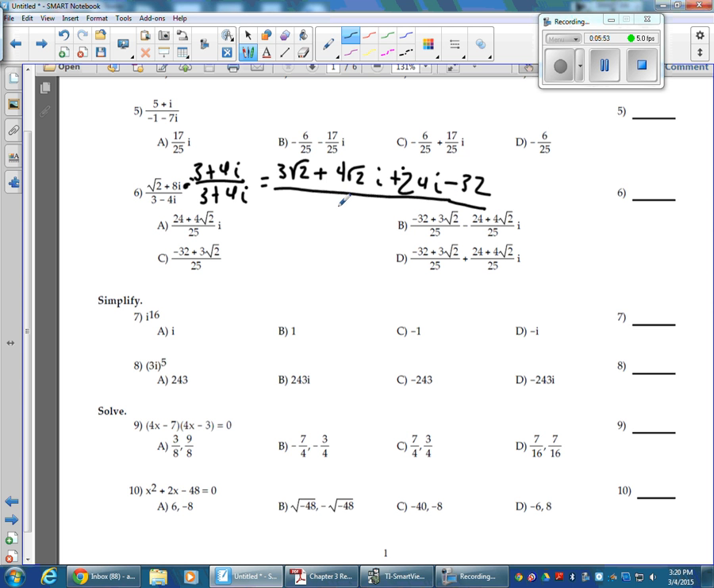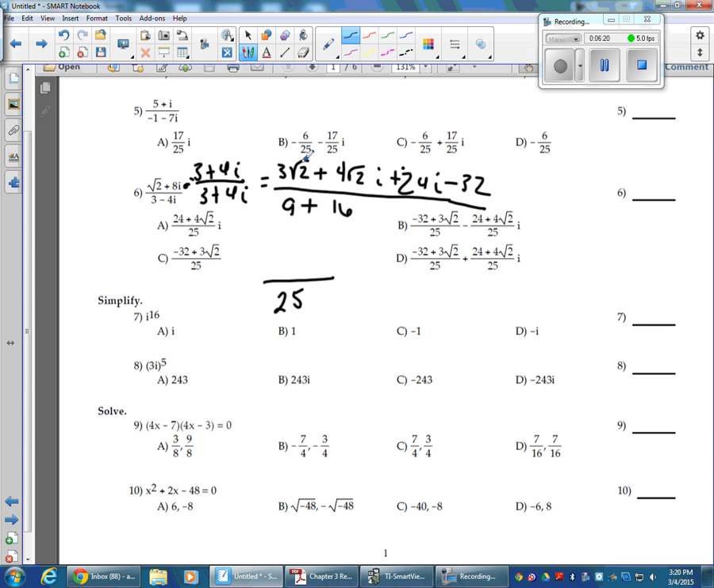is negative 1. All right, on the bottom, I'd have 3 times 3, which is 9. And then the outers would be plus 12i, and the inners would be minus 12i, so that would cancel. And then my last, negative 4i times positive 4i, is minus 16i squared, which is plus 16. So I'm going to have 25 on the bottom.